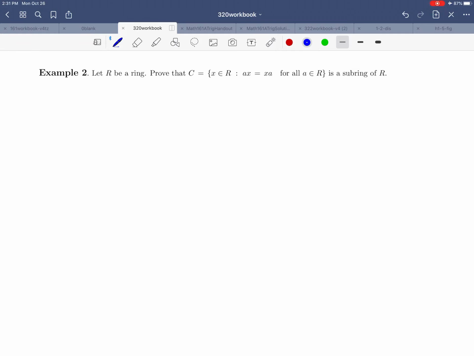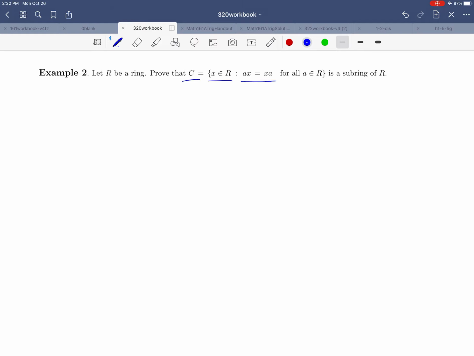So in example 2, we are going to look at a general ring, and we're going to use a subring test to prove that the set C that's defined here is a subring of R. So we're not looking at any specific ring. We're not looking at like the integers or the reals or some kind of ring of matrices. We're going to look at just a general ring R, and then our set C is defined to be all the elements in our ring that commute with everything else in R.